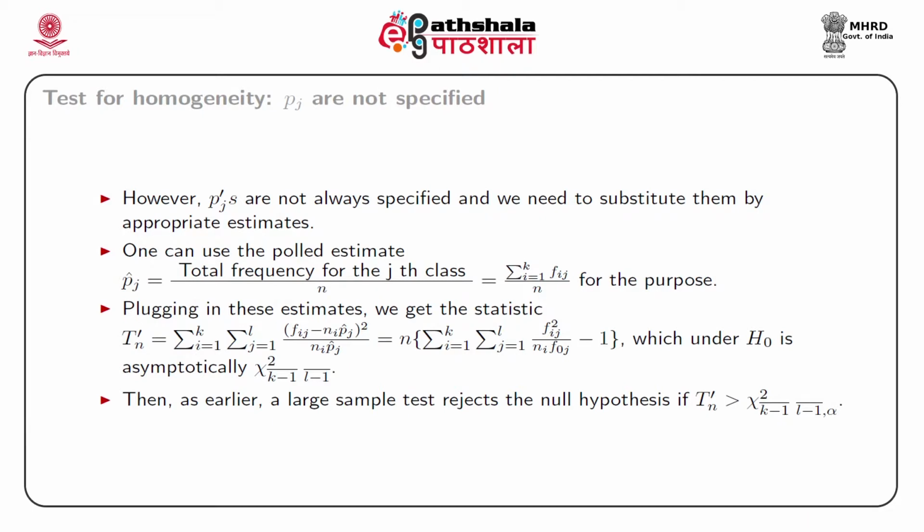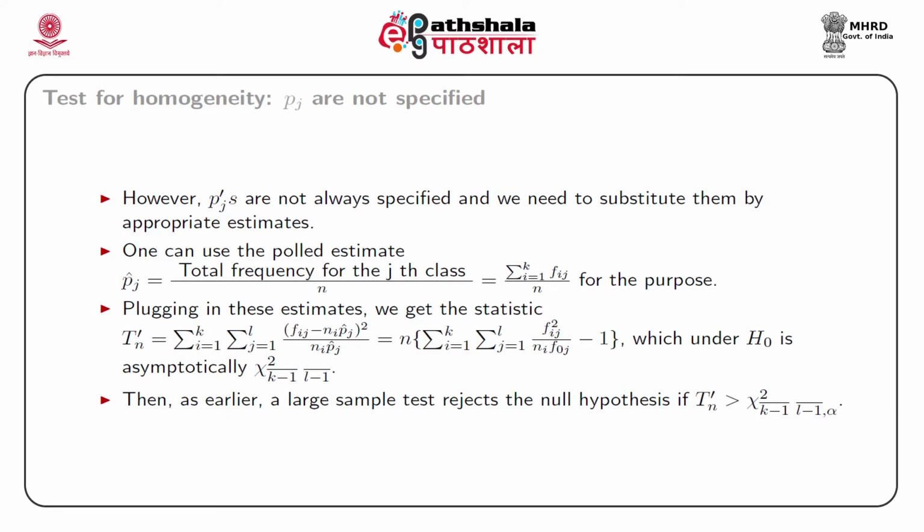So plugging in these estimates, we get the statistic Tn dash, which can be equivalently expressed as n times summation i from 1 to k summation j from 1 to L Fij square divided by ni f naught j minus 1, which under H naught is asymptotically a chi-square variable with degrees of freedom k minus 1 multiplied by L minus 1. Again, we have some reduction in degrees of freedom, and this is because of the linear restrictions imposed by estimating Pj using Pj hat. So as earlier, one can construct the large sample test, a right tail large sample test.